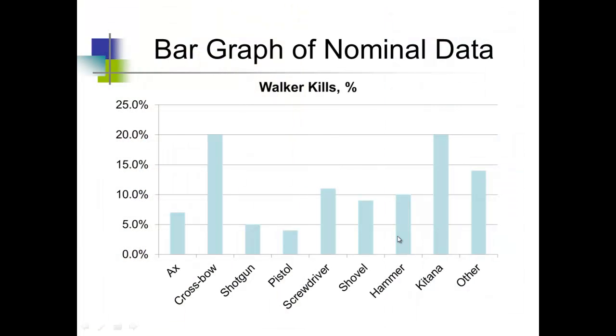All right, so we have here a bar graph of nominal data, and it's nominal data because we're looking at different types of weapons which have no relative meaning with each other. So we don't say that an axe is better than a crossbow, is better than a shotgun, is better than a pistol. It's just what they are.